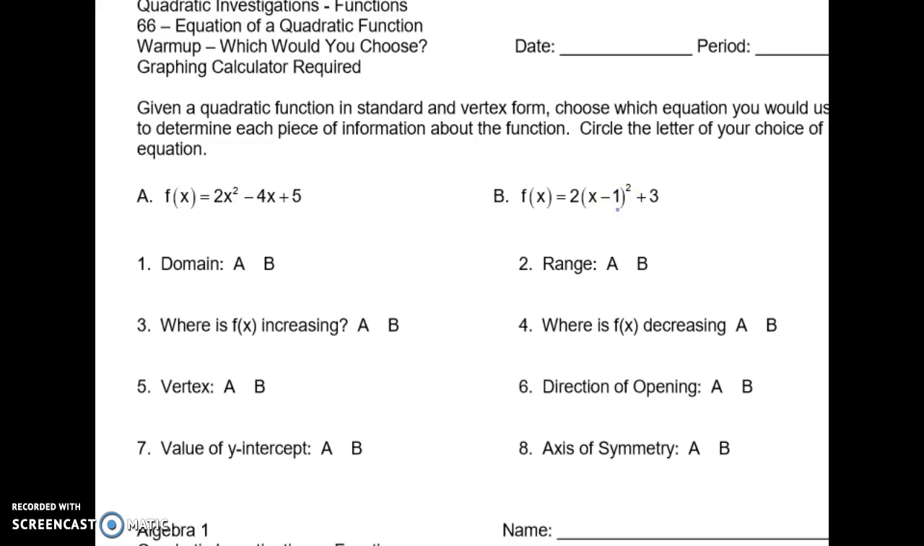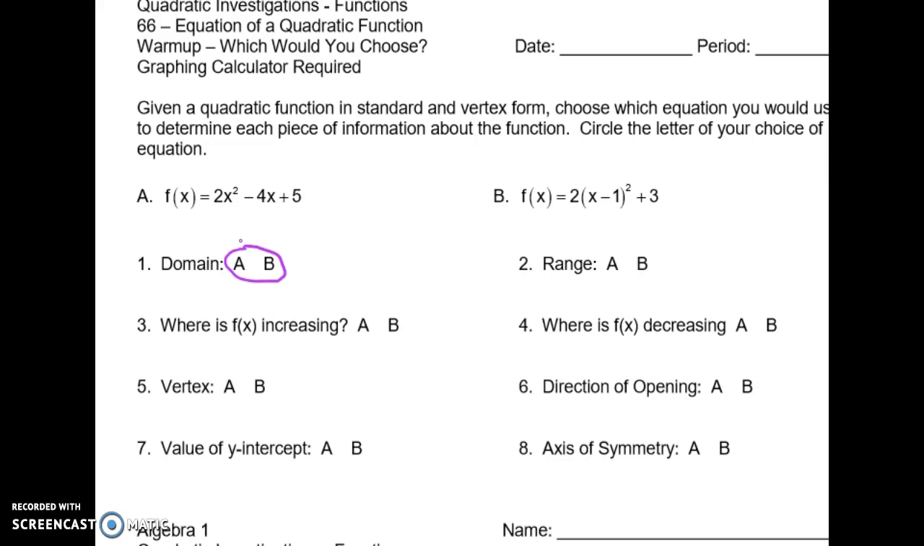So what we want to do is figure out, based on the forms that we have, which one is easier to find some key pieces of information. Well, the domain, it really doesn't make a difference. We can use form A or form B, the standard form or the vertex form. The domain we know for quadratic equations will be negative infinity to infinity. So yeah, we're not worried too much about that one. It could be either one.